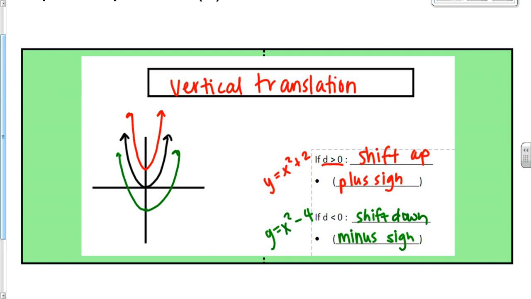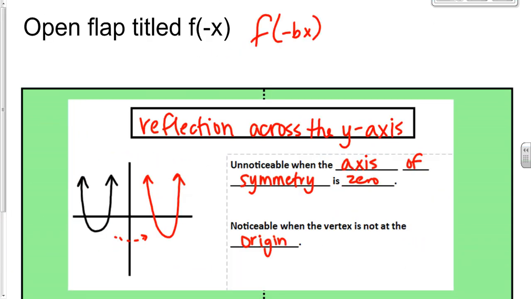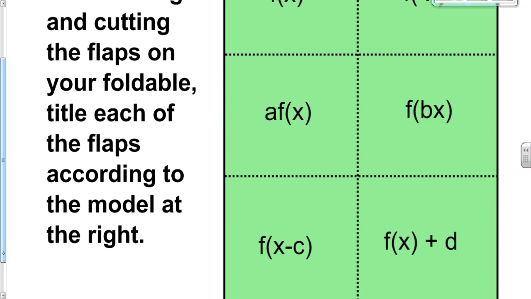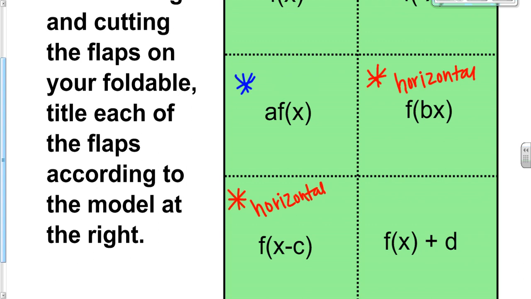So what I want to do before we move on from the foldables, I kind of want to put a little bit of a summary on the very front title page, okay? If something is inside the parentheses, like this one and this one, something is happening horizontally, okay? This is a horizontal shift. This is a horizontal compression or stretch, okay? If something's happening outside of the parentheses, like the A here or the D here, that is a vertical change, okay? Which makes sense.